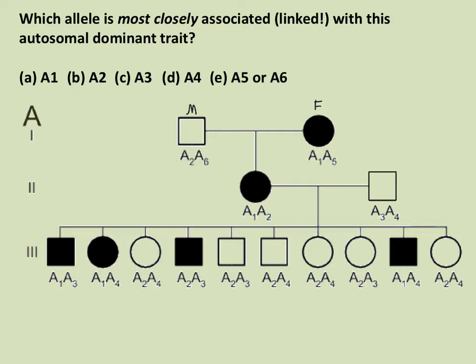And then individuals who are carrying our trait of interest, that is an autosomal dominant trait, it doesn't matter what, we know their phenotype, but we also know their genotype at this gene A. So take a few minutes and think about which allele of A is most closely associated with the trait we're interested in. Pause the video, look at their genotypes, and let's come up with an answer.